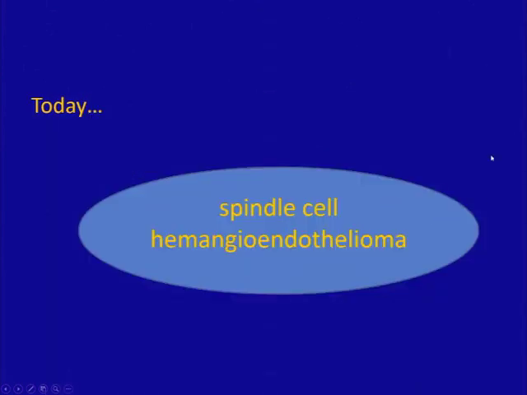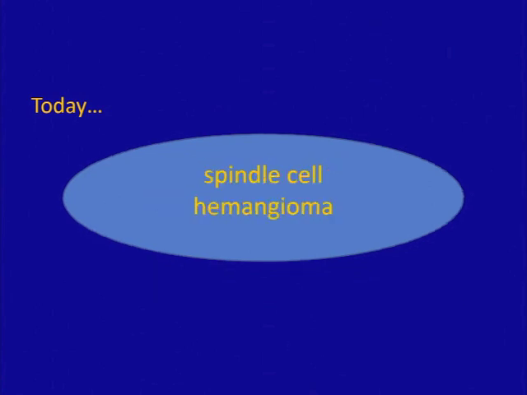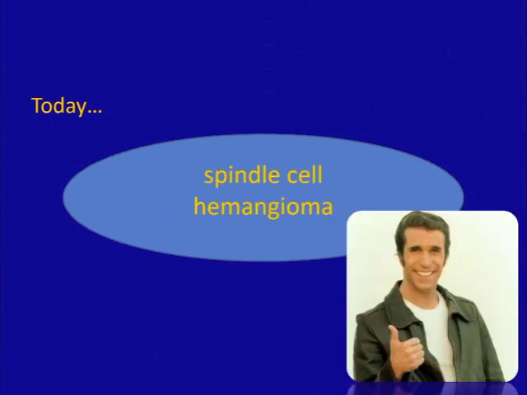So because of that, spindle cell hemangioendothelioma no longer exists. It does not exist as an entity, and you should never use that name in practice anymore. It is an obsolete term. What we now call them is spindle cell hemangioma. So you get the thumbs up to call it spindle cell hemangioma.